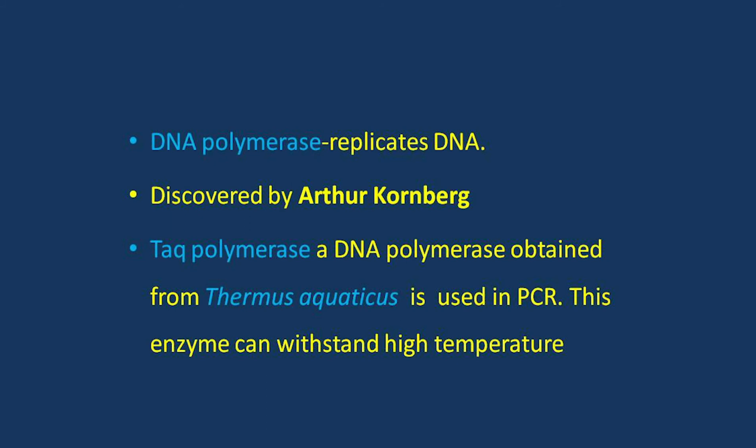The third enzyme is DNA polymerase that replicates DNA. It was discovered by Arthur Kornberg. Taq polymerase, which is a DNA polymerase obtained from the bacterium Thermus aquaticus, is used in PCR or polymerase chain reaction, which I will talk to you about in the next class. Thermus aquaticus is found in hot springs. Therefore, this enzyme can withstand high temperature. So, we have discussed three enzymes used in genetic engineering: restriction endonuclease that cuts DNA, DNA ligase that joins DNA, and DNA polymerase that replicates DNA.